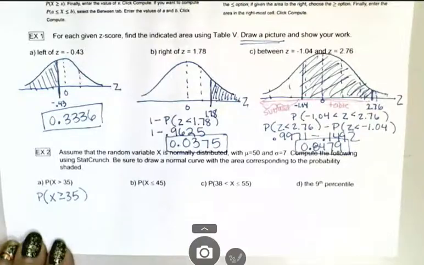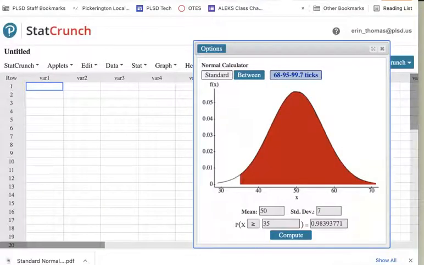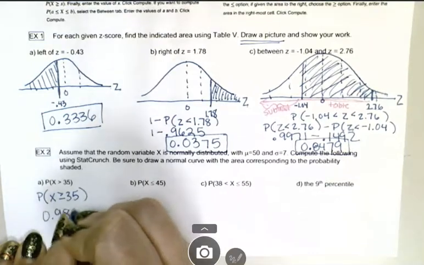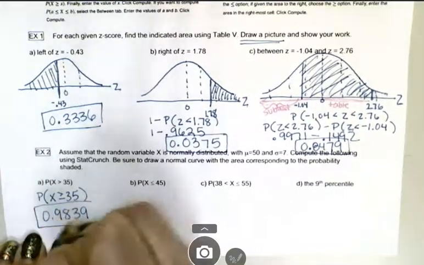So if I flip back to see, it's 0.9839, and then it's a 3, so it does not round up. So 0.9839 is going to be my answer here.